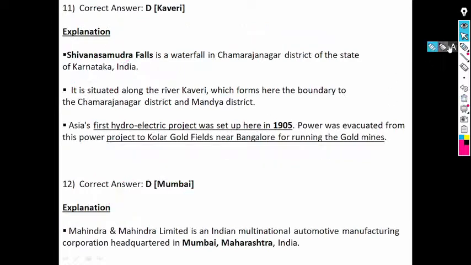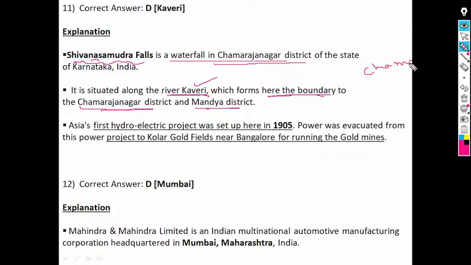Now, Sivasamundram Falls is a waterfall in the Chamarajnagar district of the state of Karnataka in India. It's a very famous waterfall. It is situated along the Kaveri River, which forms the boundary between the Chamarajnagar district and the Mandya district.